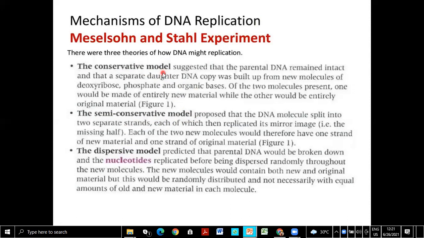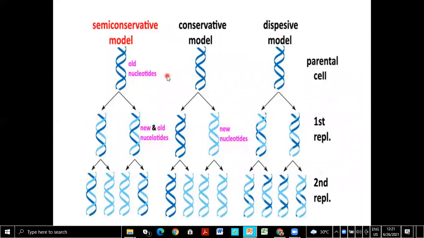The conservative model suggests that the parental DNA remained intact, and that a separate daughter DNA copy was built up from new molecules of deoxyribose nucleotides. Of the two molecules present, one would be made entirely of new material, while the other would be entirely original material. We can understand that from this diagram.